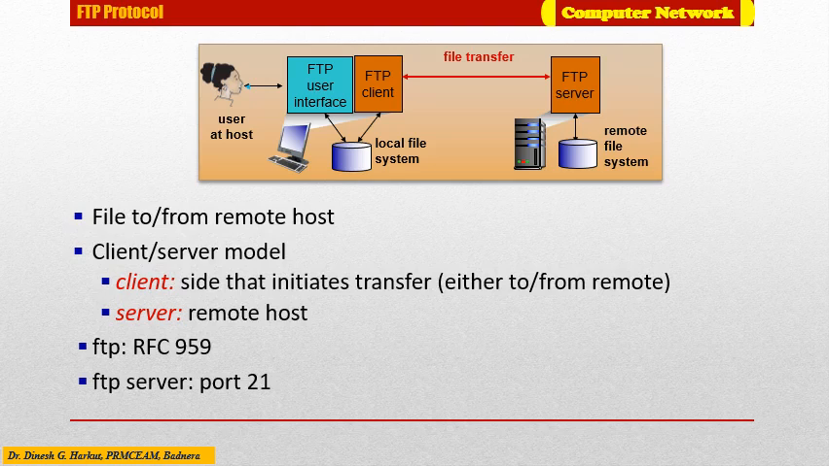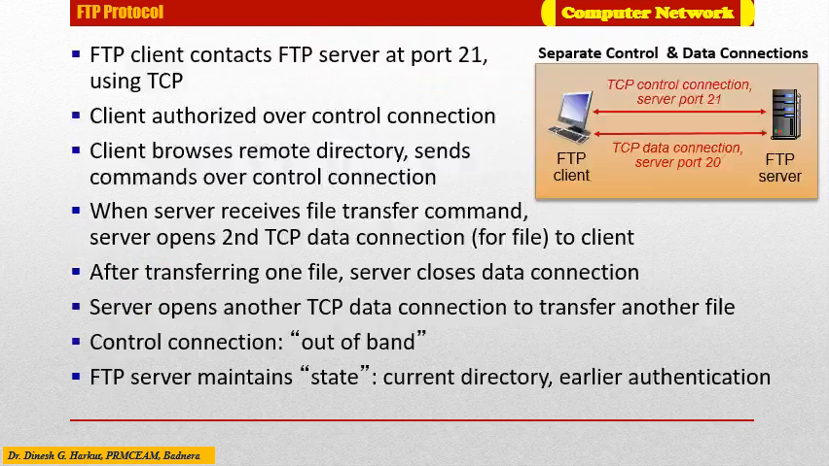It is a sort of client-server model wherein the client is a site that initiates the transfer either to or from the remote host, and the server is the remote host. When a user starts an FTP session with a remote host, the client side of FTP, that is the user, first initiates a control TCP connection with the server side, that is the remote host, on server port number 21. The client side of FTP sends the user identification and password over the control connection. The client side of FTP also sends commands over the control connection to change the remote directory.